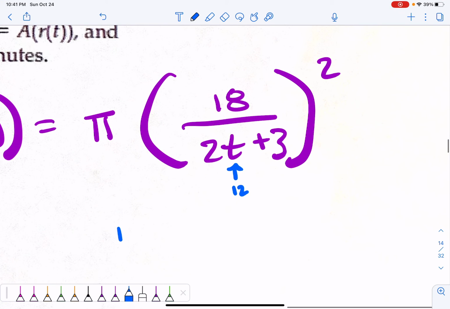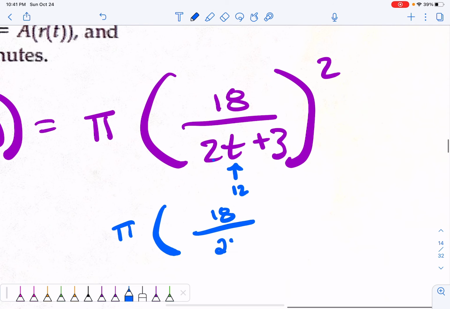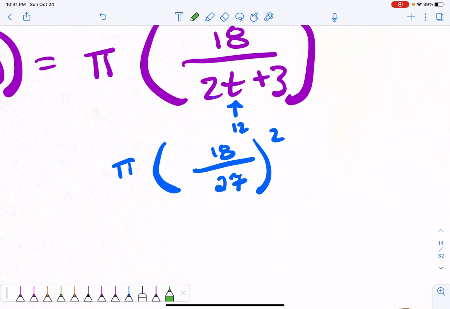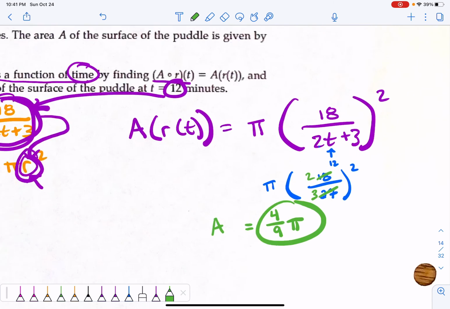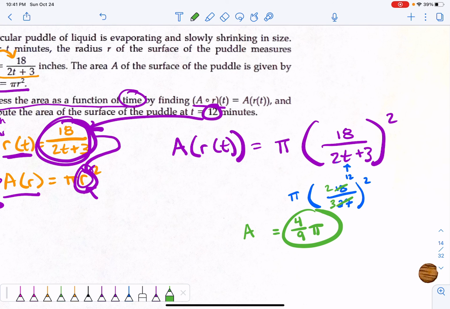And we've got pi times 18 over 2 times 12 is 24, plus 3 is 27, and that's squared, but let's reduce the 18 and the 27. I can divide both of those by 9, so this is 2/3. And then if I square that, 2 squared is 4, 3 squared is 9, so I'm going to do 4 over 9 pi, because I'm going to put the pi at the end, and that is going to be the area.